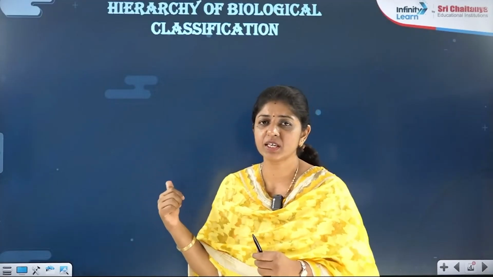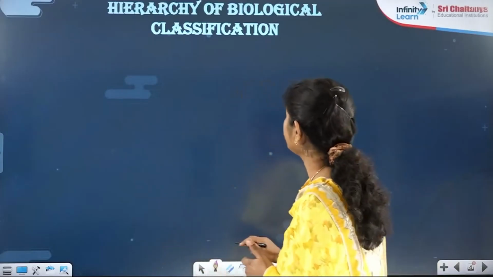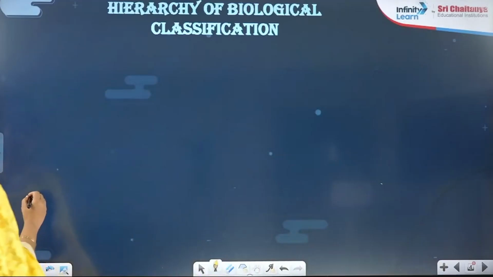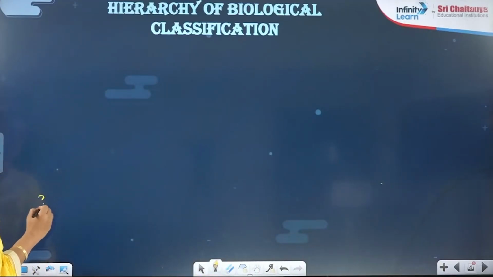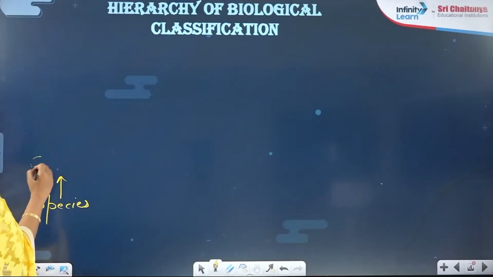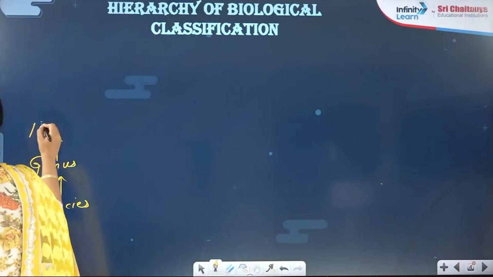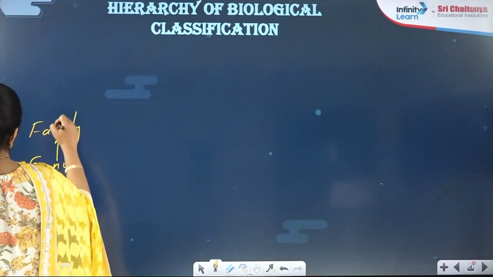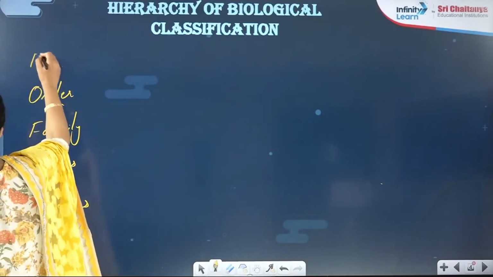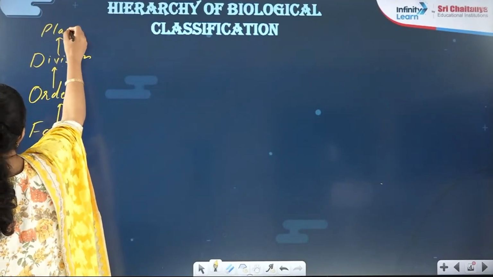But right now we are discussing hierarchy of biological classification. Here, we had discussed earlier that you have the classification like the species, right? After that you have the genus, then after that you have family, then after that is order, then is the division, then is the plantae.